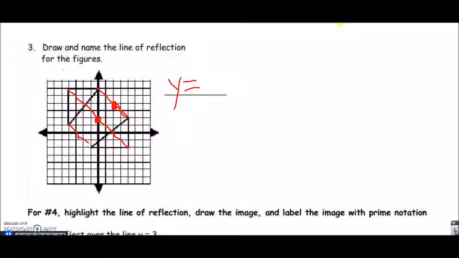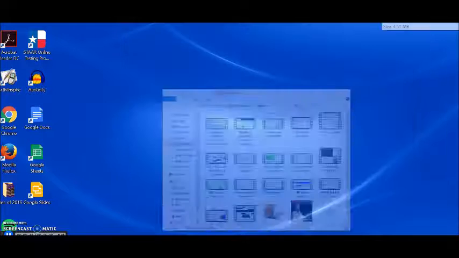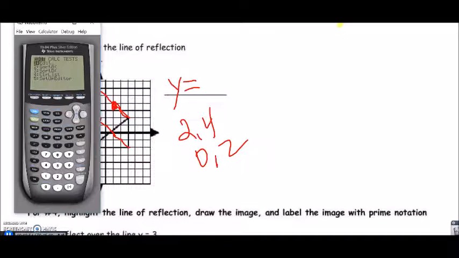So what I would do is use the 2 good points we had, which are going to be 2, 4, and 0, 2. And I would take those to stat. We have 2, 4 at stat edit. We're going to have to go up and clear this.